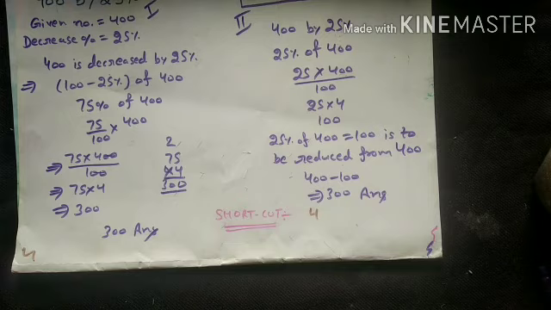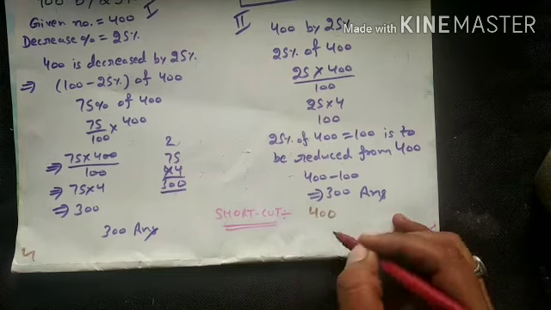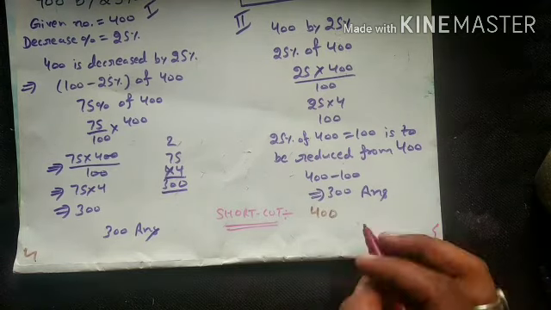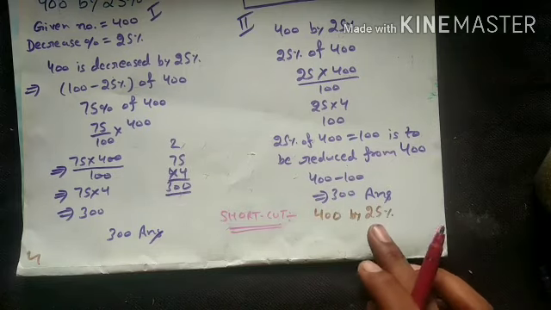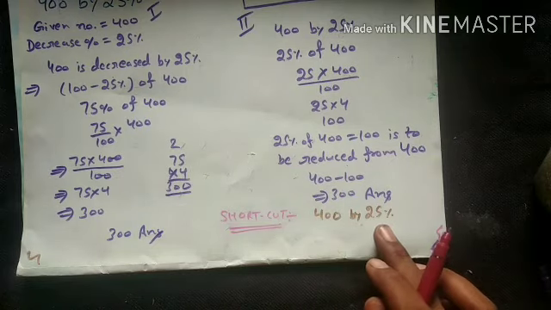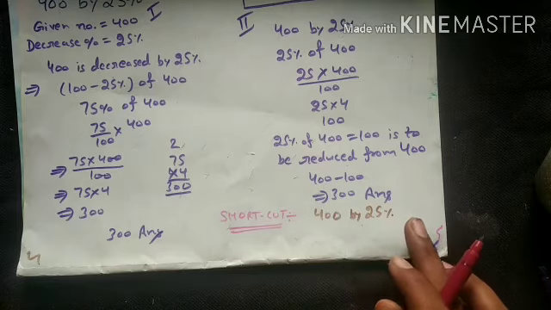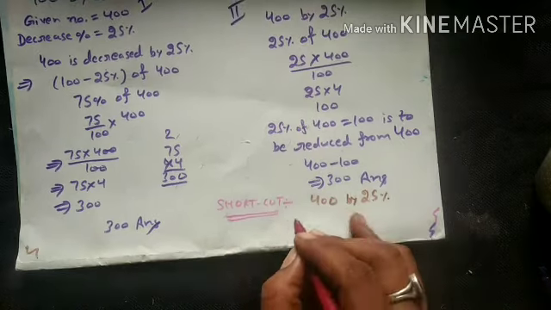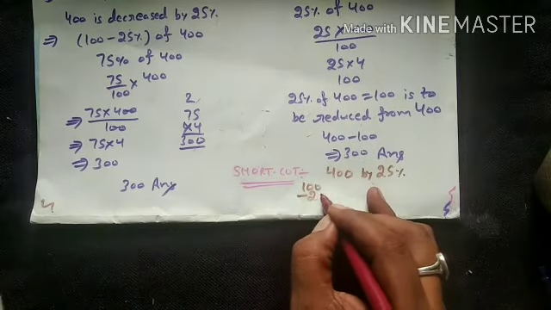Now student, I will explore a different way to find the direct answer. You see that the given number is 400 and we have to decrease it by 25%. As we know, percentage is counted over 100. So if the number is 100, then we will subtract 25 from it.